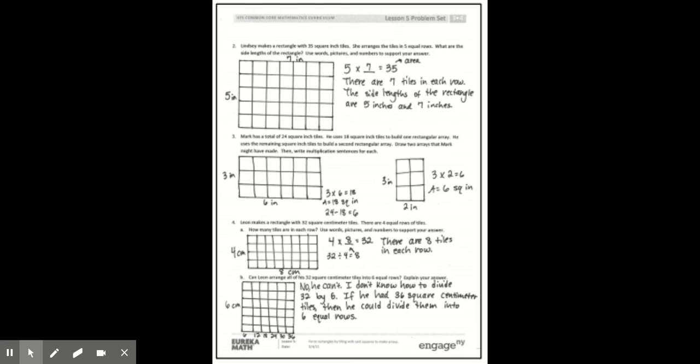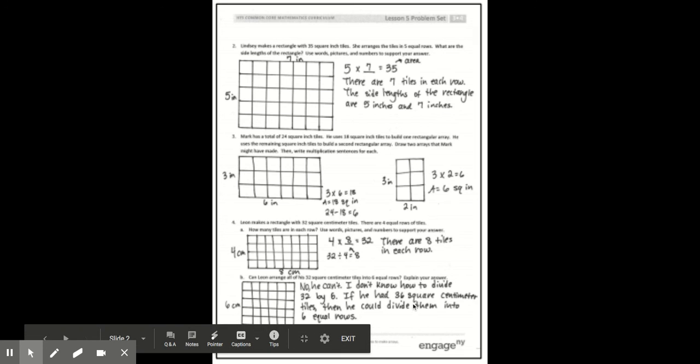Part B says, can Leon arrange all of his 32 square centimeter tiles into 6 equal rows? Explain your answer. Well, the answer is no, he can't. 32 divided by 6 does not equal a whole number. If he had 36 square centimeter tiles, then he could divide them into 6 equal rows because 6 times 6 is 36 and 6 times 5 is 30. So no, he cannot do them in equal rows how we've learned so far.